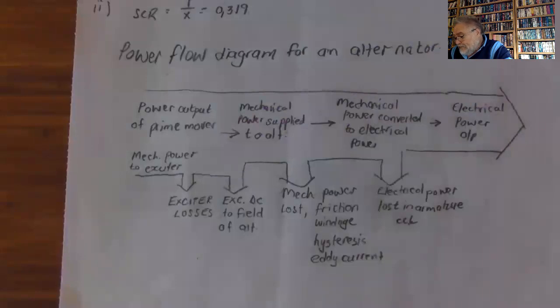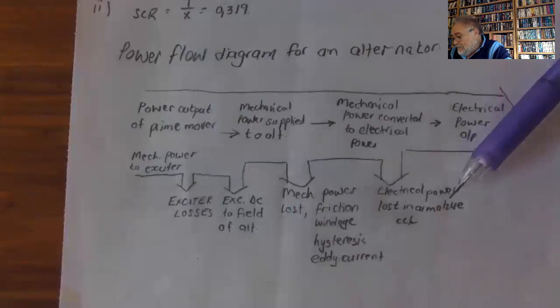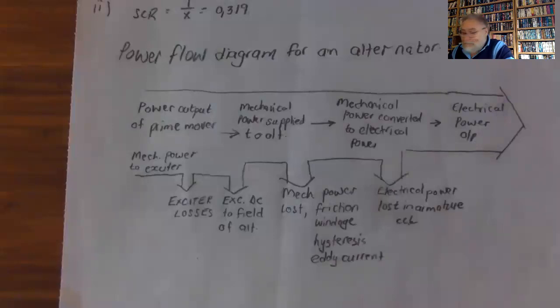Then we have mechanical losses, which is friction, windage, hysteresis, and eddy current. Then the next stage is the mechanical power converted to electrical power. And there we have the electrical power lost in the armature circuit, which is normally 3 I squared R. And that gives us the electrical output power.